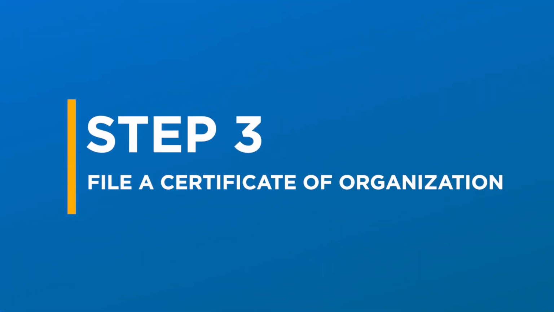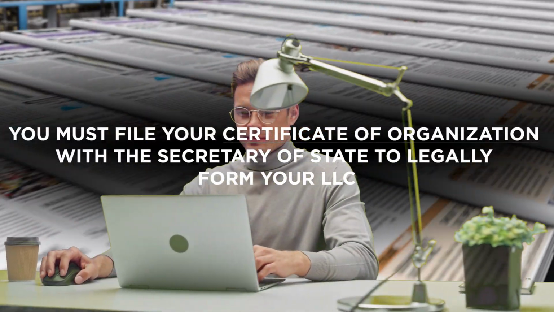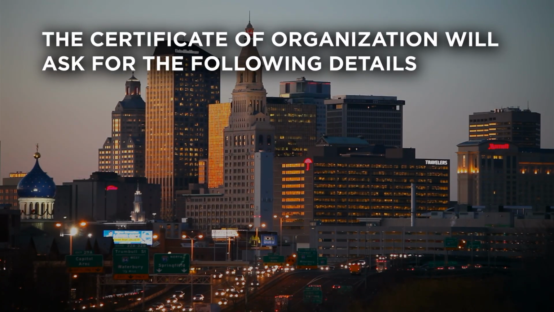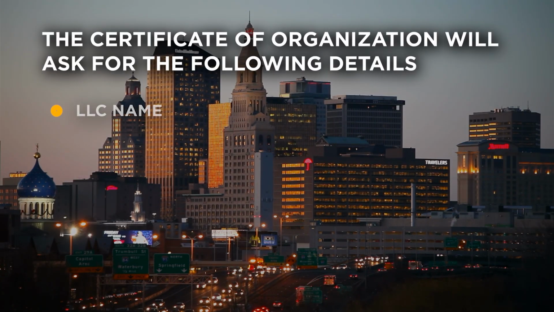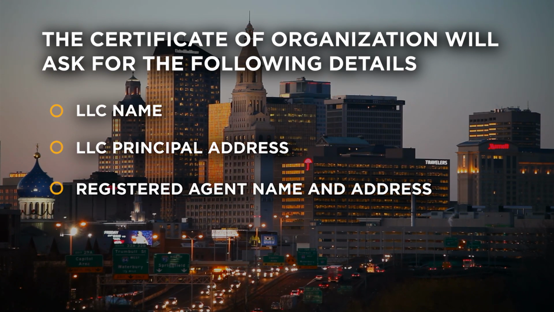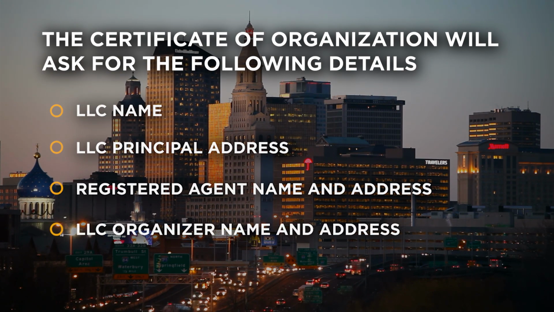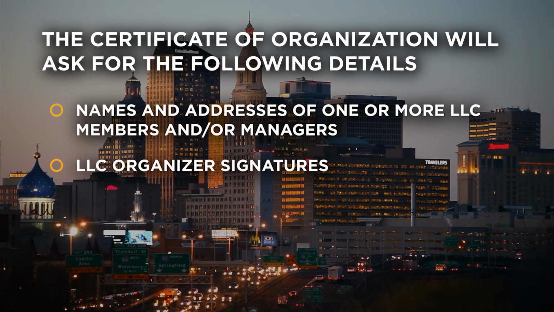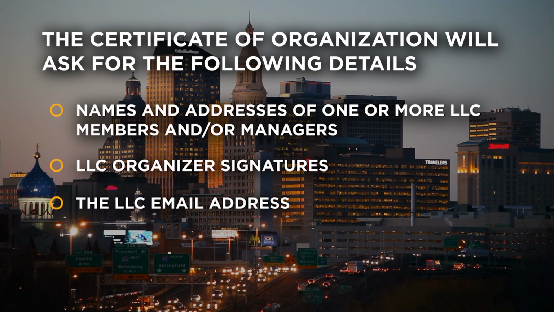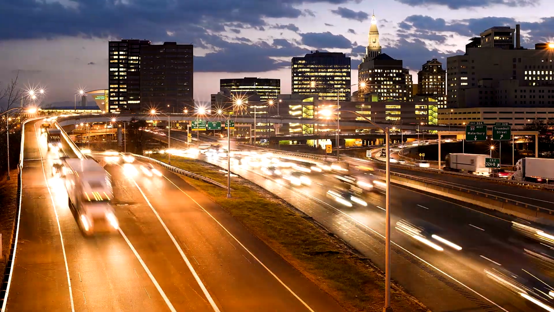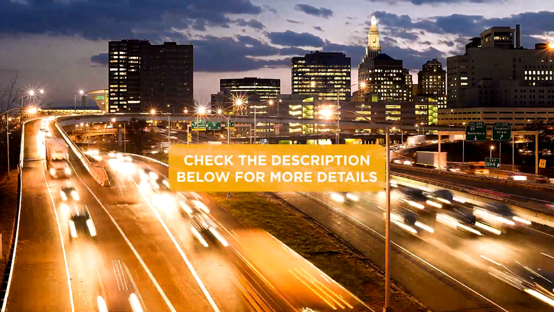Step 3. File a certificate of organization. You must file your certificate of organization with the Secretary of State to legally form your LLC. The certificate of organization will ask for the following details: LLC name, LLC principal address, registered agent name and address, LLC organizer name and address, names and addresses of one or more LLC members and/or managers, LLC organizer signatures, the LLC's email address. You can file online or by mail. Note that there is a fee. Check the description below for more details.